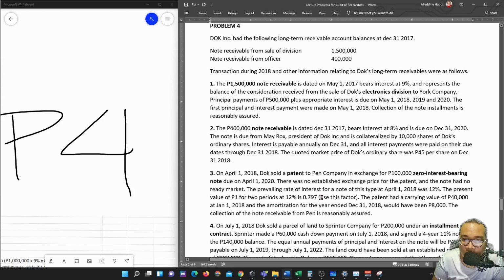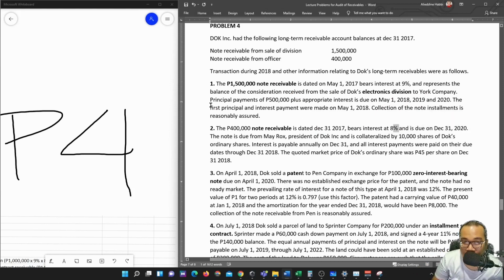So the 1,500,000, sale of the division is dated May 1, 2017, and bears an interest at 9% and represents the balance of the consideration received from the sale of Doc's electronic division to another company, York. Principal payments of 500,000 pesos plus appropriate interest are due on May 1, 2018, 2019, and 2020. So yung ang assumption nyo, for the year 2018 na binayad to, then may natitira na lang remaining.